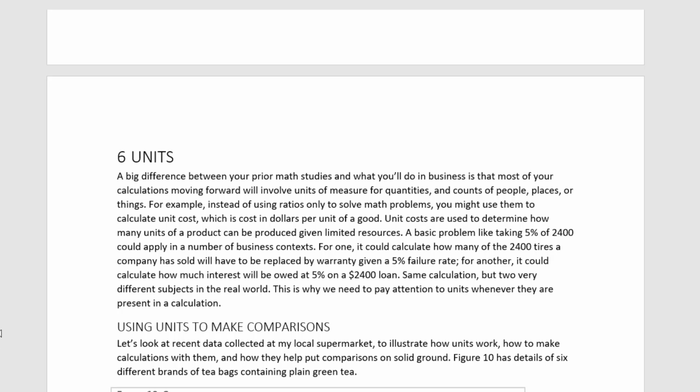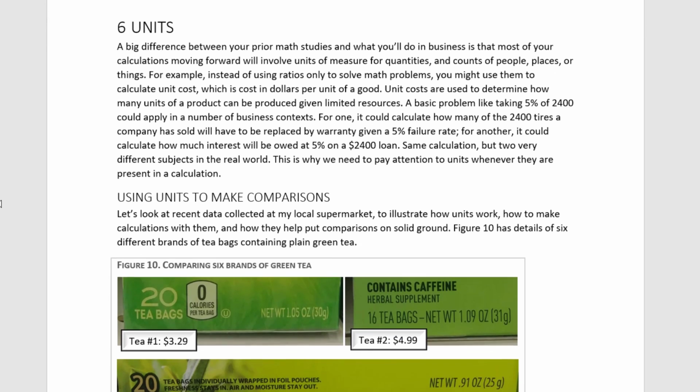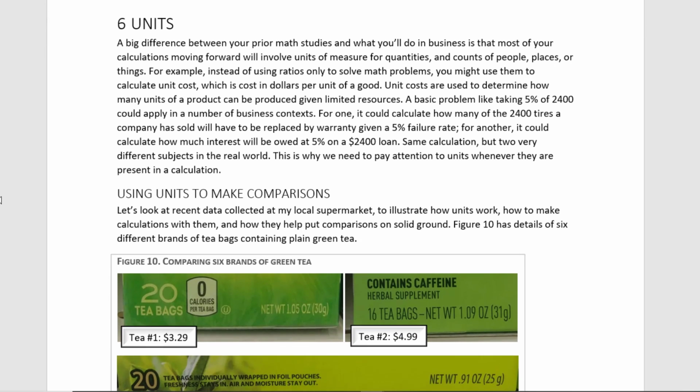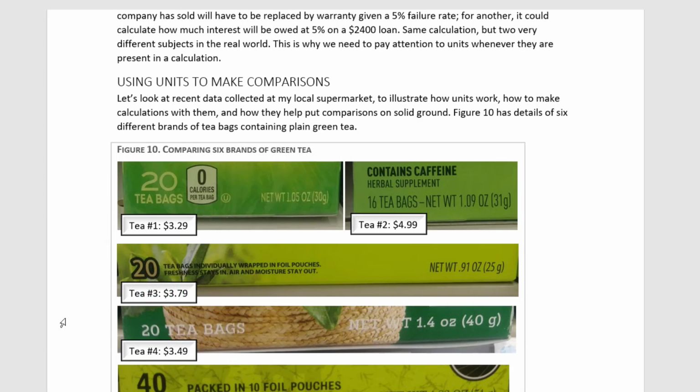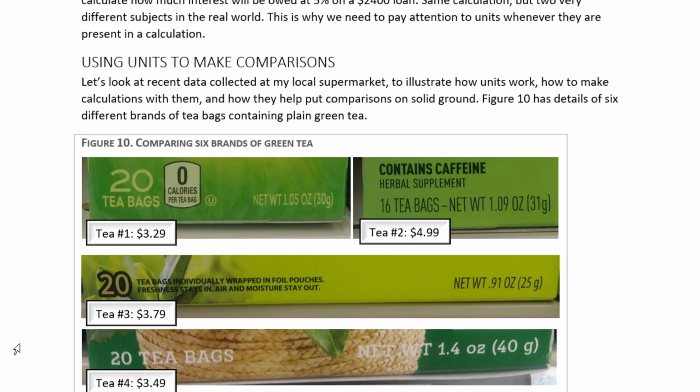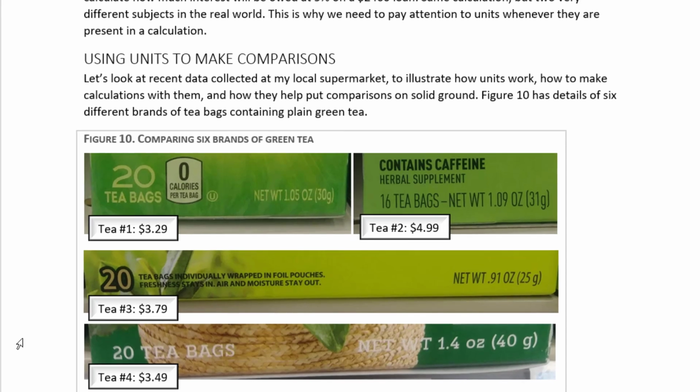In this section, we are going to be focused on going over ratios and units, doing some unit conversions, and we're going to start with using units to make comparisons in a context that all of us can relate to. Even if you don't drink green tea, you're aware that people do, and that it's for sale at your local supermarket as it is for sale at my local supermarket. So we're going to use some data collected recently at my local supermarket in order to illustrate how units work. We're going to make some calculations with them, and we're going to talk about how they facilitate comparison.